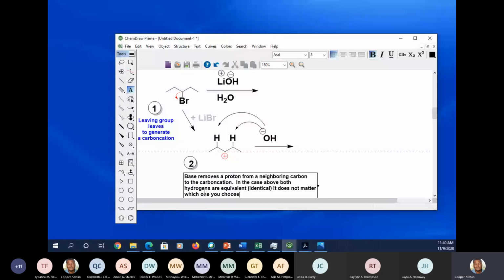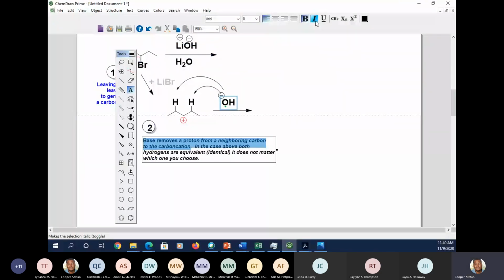So this second line is setting you up for something. Sometimes it does matter which hydrogen you choose. Right now, they're both equivalent, so it doesn't really matter. Let's make that a topic. I'll fix this later when I send this to you guys. I won't eat up too much time.